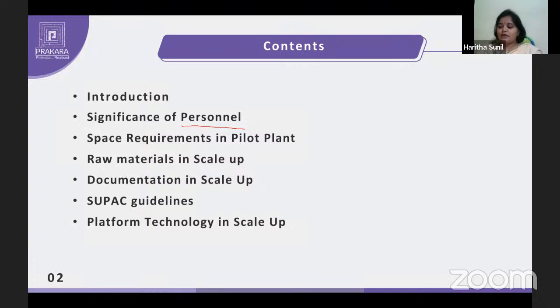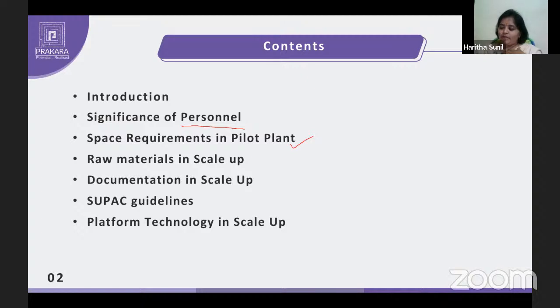And also the space requirements in the pilot plant, because whenever we are constructing a plant, here it is an industry. So whenever we are constructing that, there should be a certain plan for that. So what should be the space requirement? How should the arrangement of the equipment be? All those things will play a major role, and we'll be seeing that in this particular topic.